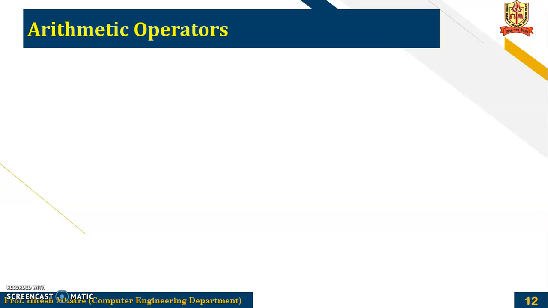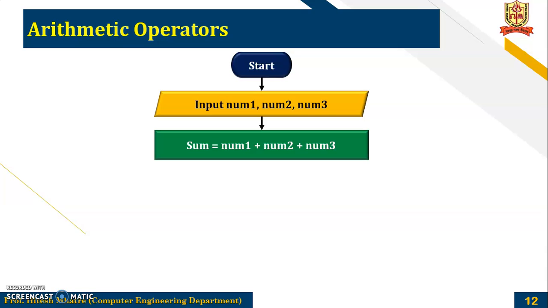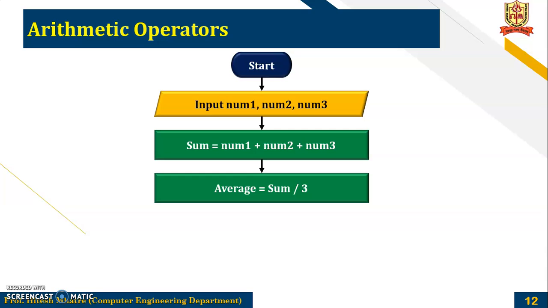So we will see some examples. First we will see the arithmetic operators. Start, so the symbol for the start, then input number 1, 2 and 3. Since I'm taking an input, I have used that symbol. Then to calculate the sum, I'm using the arithmetic operator, that is the plus. Sum is nothing but addition of three numbers. So this is a processing.